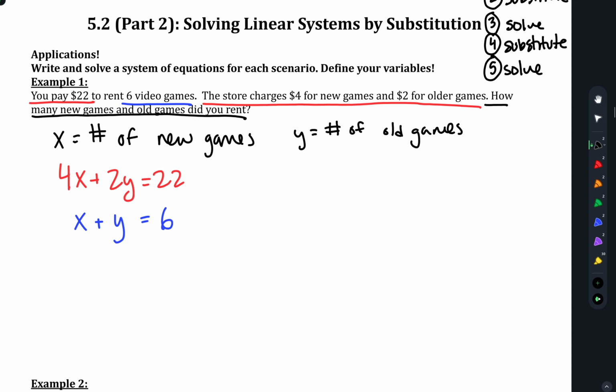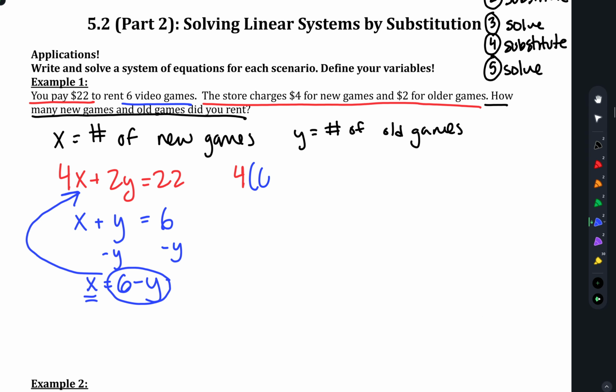So I'm going to take my x value and get it by itself. The way I'm going to do that is by subtracting y from both sides. Then I am left with x equals 6 minus y. Now that x is by itself on one side of the equal sign, I take everything else and I'm going to plug it back into my top equation, the one that I did not use. So that's step 2, substitute. That now looks like 4 times 6 minus y plus 2y equals 22.